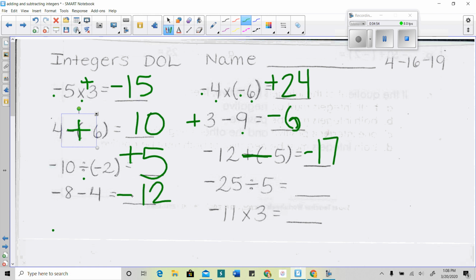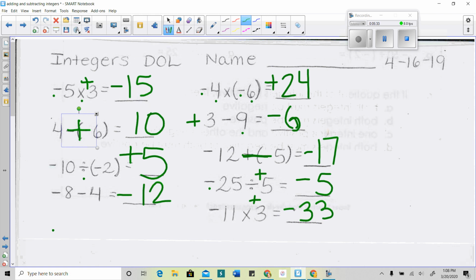Going on to the next one. So this is a division problem. 25 divided by 5 is 5. And then I've got to look, same sign would be positive, different signs would be negative. So this is a negative, but this one's actually a positive. So that's two different signs, meaning the answer will be negative. Okay, and then this last one, I've got 11 times 3, that's 33. Then I'm going to look at my signs here. One of them is a negative, and the other one is actually a positive. So that's two different signs, so my answer would be negative.